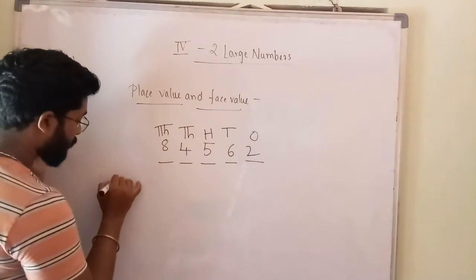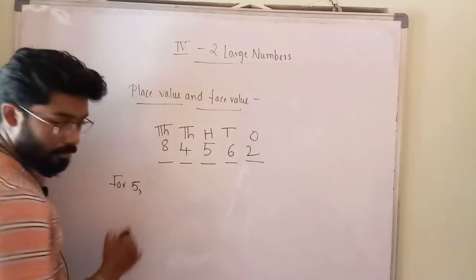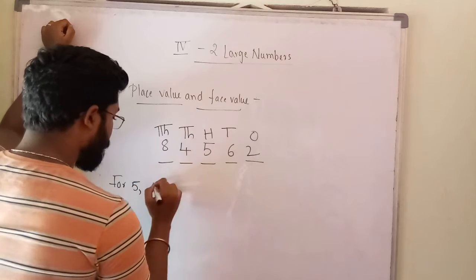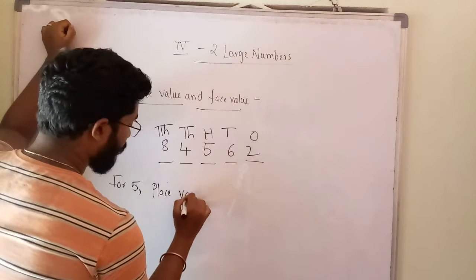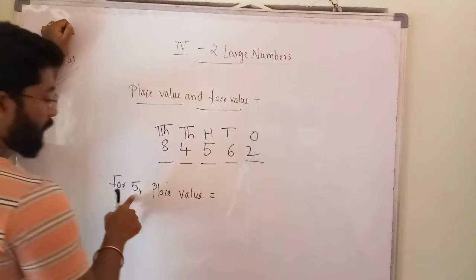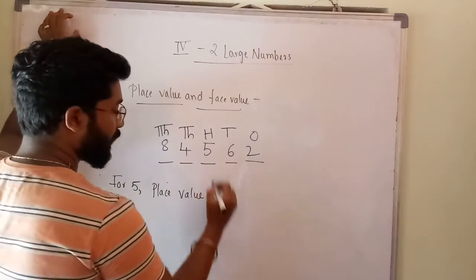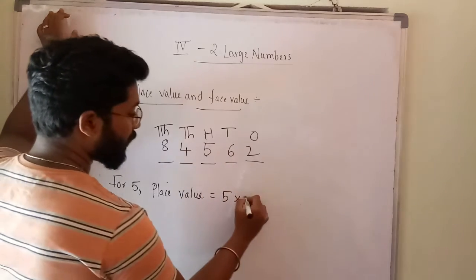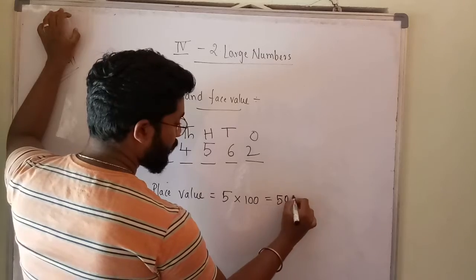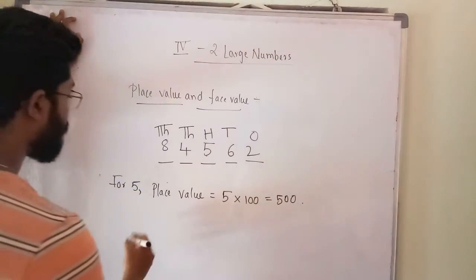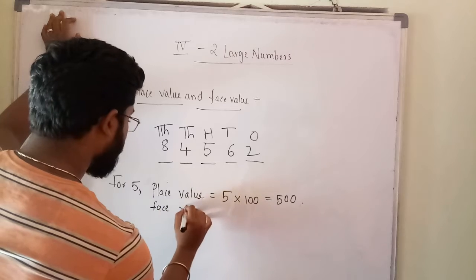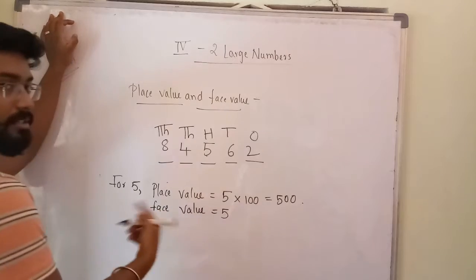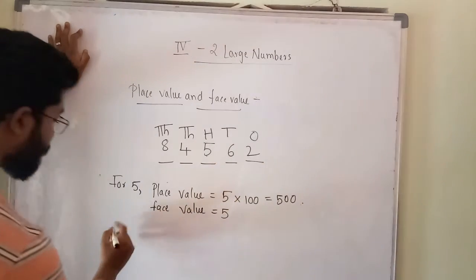So one more thing, for 5, what is the place value? For 5 we are finding, no? The place value of 5 he is asking. The digit is 5, and it is in the hundreds place. 5 into 100 is 500. That is the answer. So what is the face value? The face value equals 5. For 5 the face value is the digit itself, so the face value of 5 is 5 only.